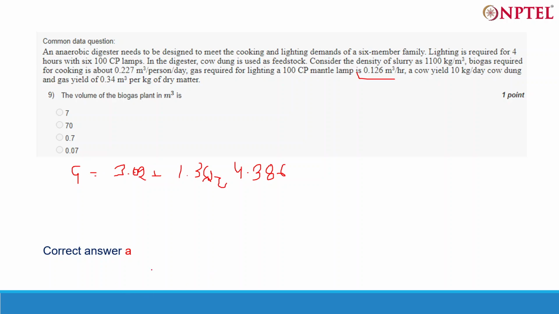Then let n be the number of cows. Each cow will produce 10 kg per day. So 10n will be the amount of slurry which you are getting. And then 70% of that is being collected. So for 10n amount of cow dung that is being produced, you get 70%, that is 7n. And then for 7n you get gas production of around 0.34 meter cube per kg, that is 0.34 into 7n, which is the amount required as biogas. So this has to be equated.